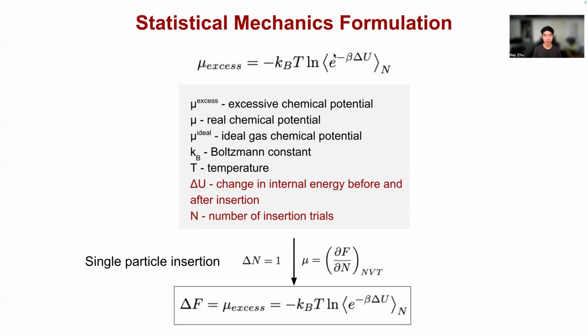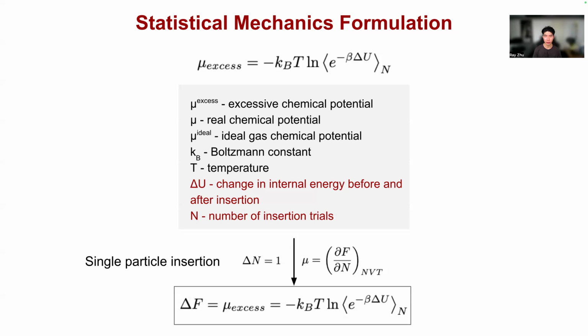So this slide summarizes the statistical mechanics formulation. Due to the time limit, I am not able to go into detail about the derivation of this equation. However, let's just look at the result. On the left-hand side, we have the excess chemical potential. On the right-hand side, we have minus k_B T ln of the ensemble average of e to the minus beta delta U. Here, delta U is the change of the internal energy before and after the insertion. And we can use this formula to calculate the excess chemical potential.